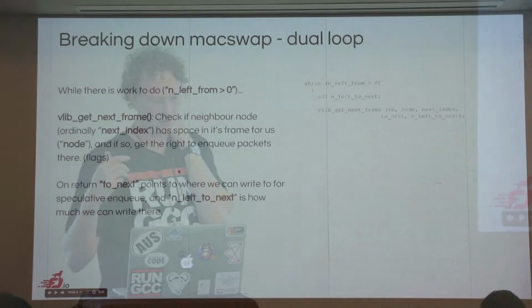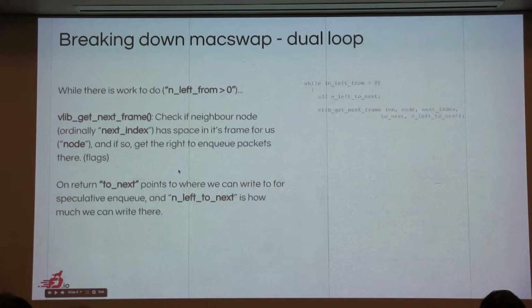And then on return from vlib get next frame, to next points to where we can write to for the speculative sequence. So when we call vlib get next frame, to next will be modified, and n left to next is how much we're actually allowed to write there. So there's where do we write to for the speculation and how much are we allowed to write.